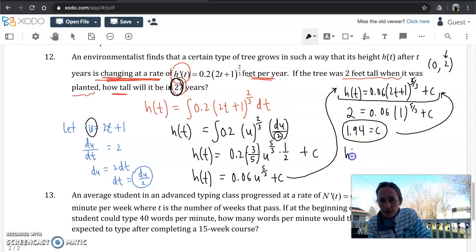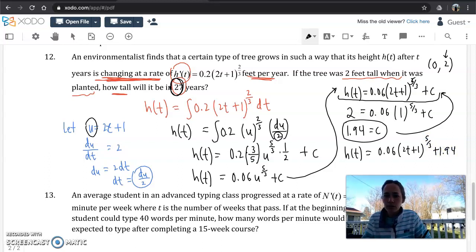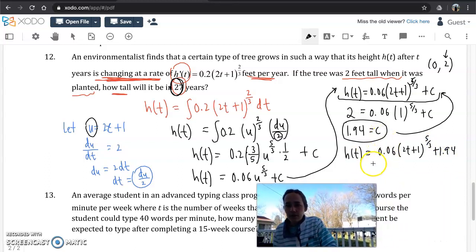So I'll leave you here. Here's your h of t. I'll just recopy it once more. 0.06 times (2t plus 1) to the 5/3 plus 1.94. And now it'll be up to you to just carefully plug in 27, find h of 27, and you can round this solution. I said it was almost 50 feet, 49.7 feet.